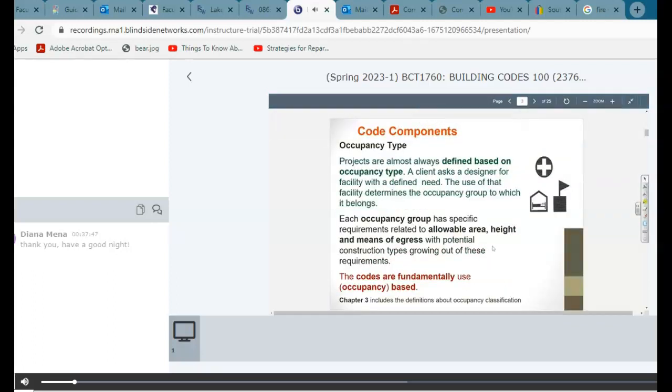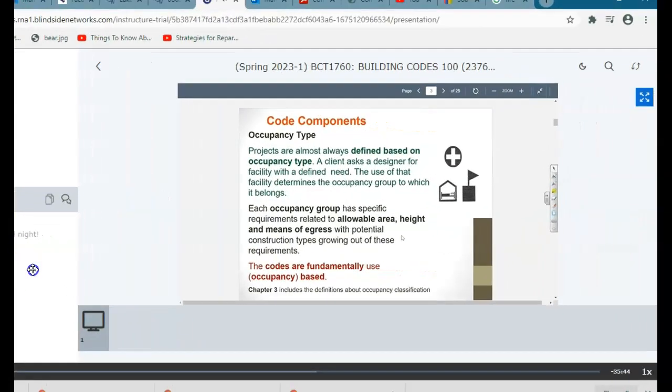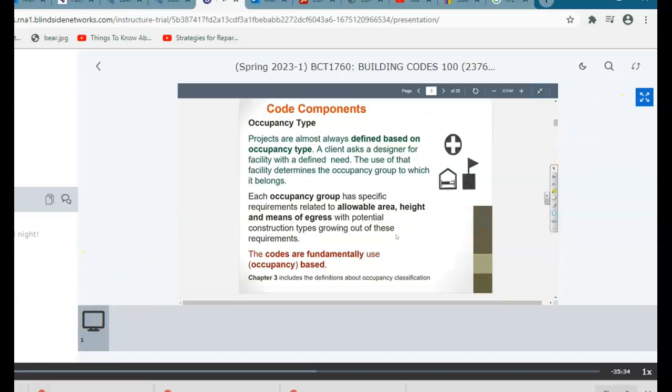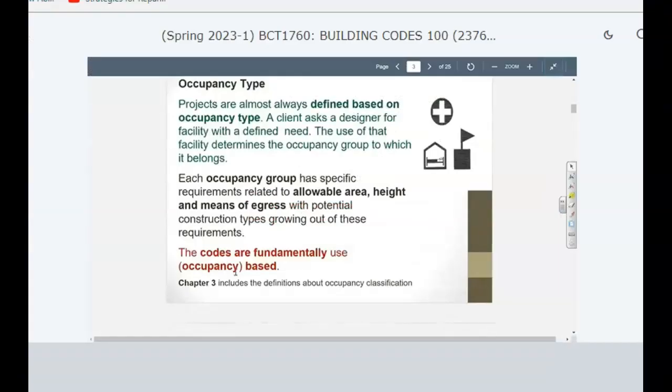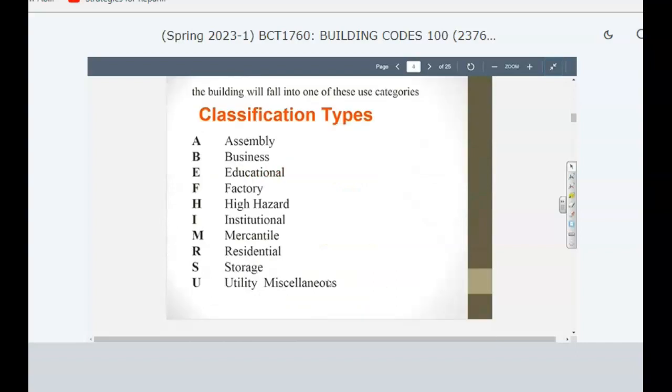Each occupancy group has defined specific requirements for how high can we go with it. Can we take that building out to the lot line and how many stories can we go up? And how much parking is going to be available with this, and what's the means of egress? How do we escape from this in case there's a fire? Fundamentally, use is occupancy based. So we just came from talking about the classification types. We'll let that soak and sink in.